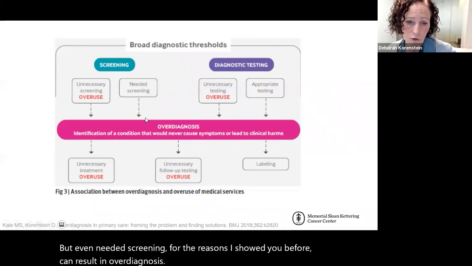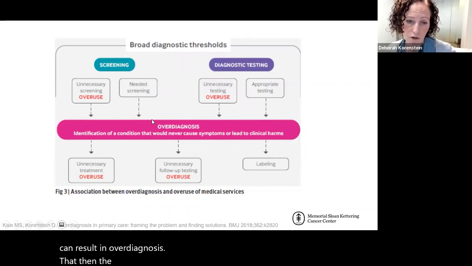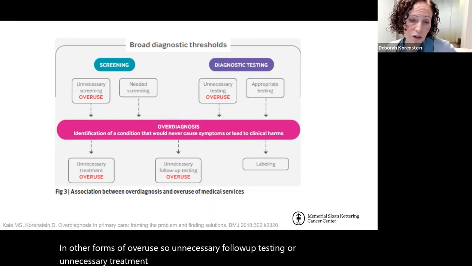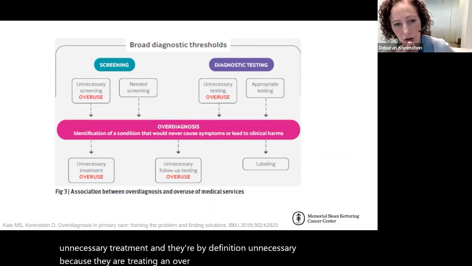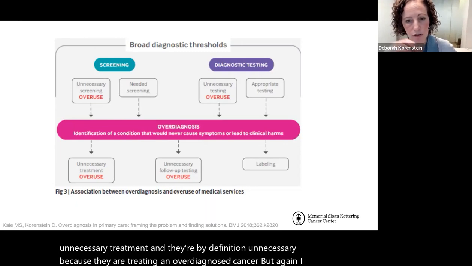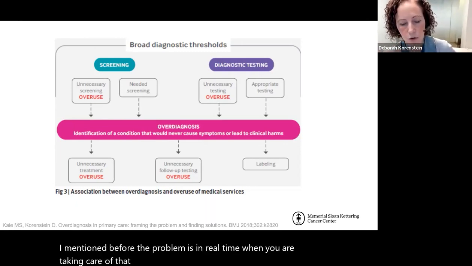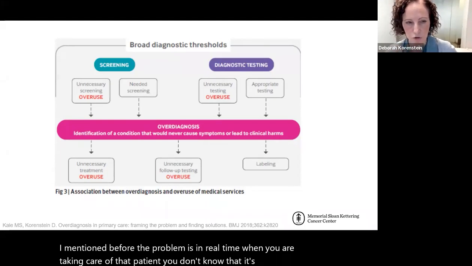The overdiagnosis can then result in other forms of overuse, so unnecessary follow-up testing or unnecessary treatment. And they're by definition unnecessary because they are treating an overdiagnosed cancer. But again, like I mentioned before, the problem is in real time, when you are taking care of that patient, you don't know that it's overdiagnosis, which makes this very tricky.